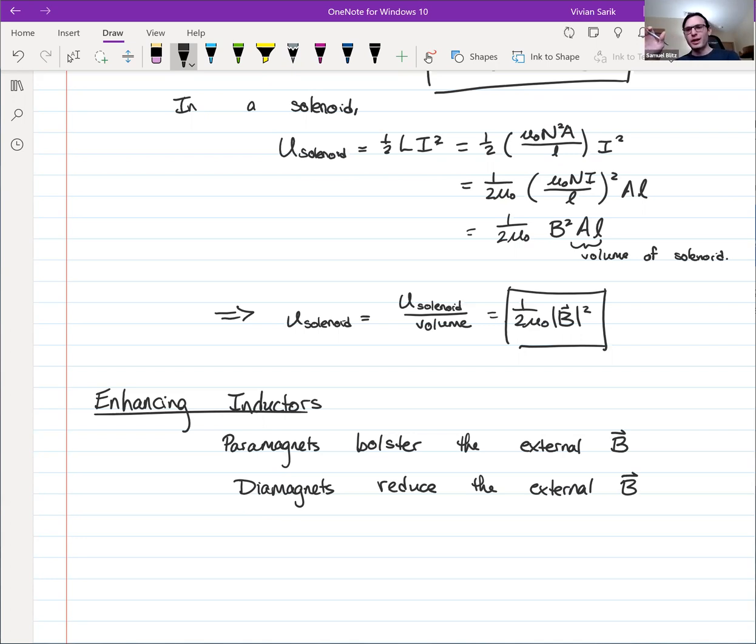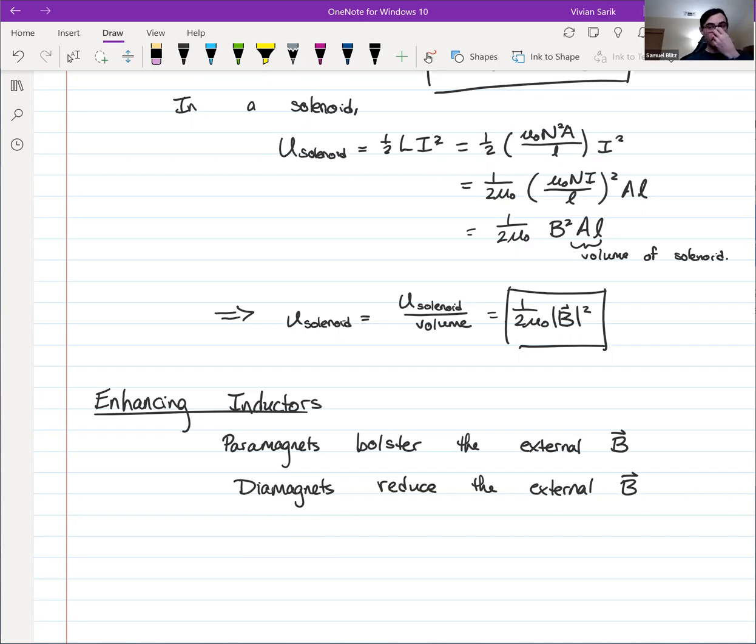Just as an aside, this is different than what we saw in the case of capacitors, because for capacitors, we only saw dielectrics, and dielectrics were things that if you insert them inside a capacitor, the electric field is reduced. So dielectrics are more similar to diamagnets. There is no such thing as paraelectrics. They just don't seem to exist as far as I know, but there is such a thing for the magnetic field. So we can not only decrease the magnetic field in an inductor, we can also increase it.